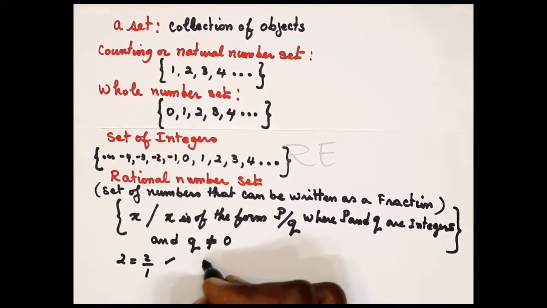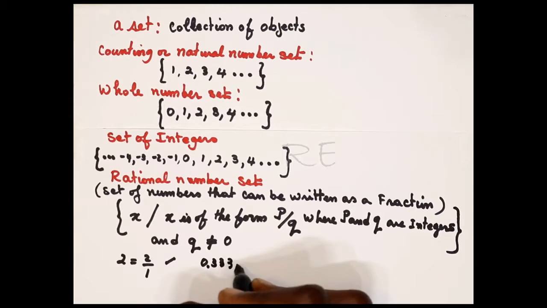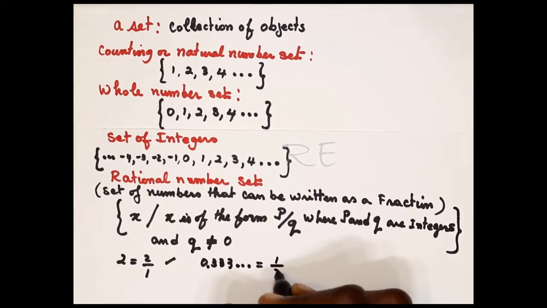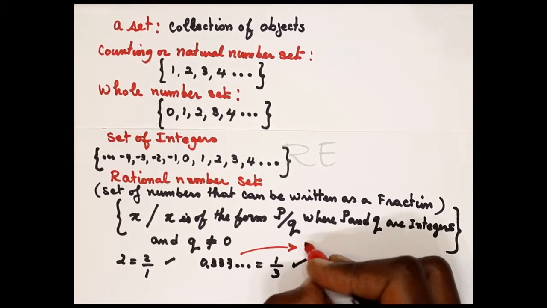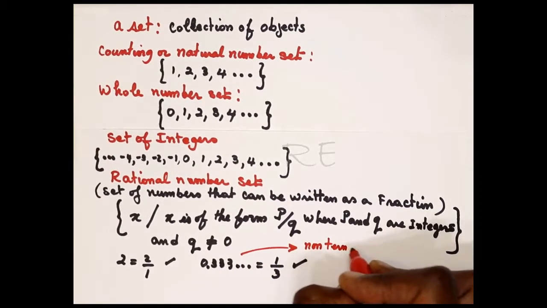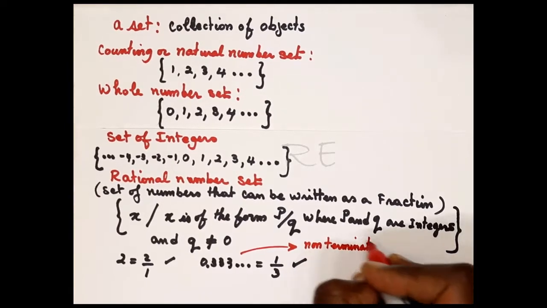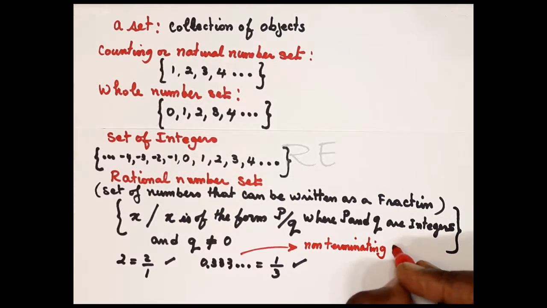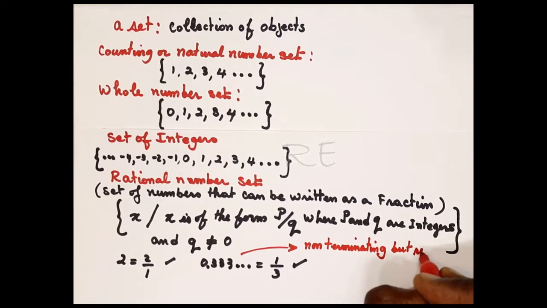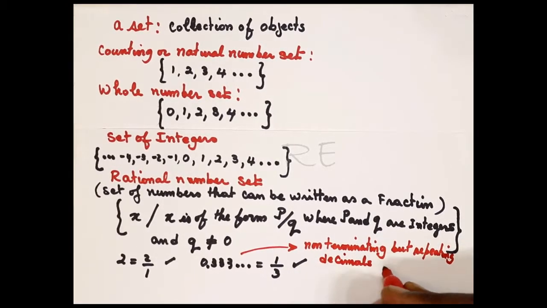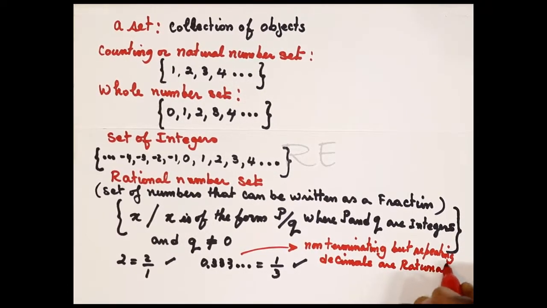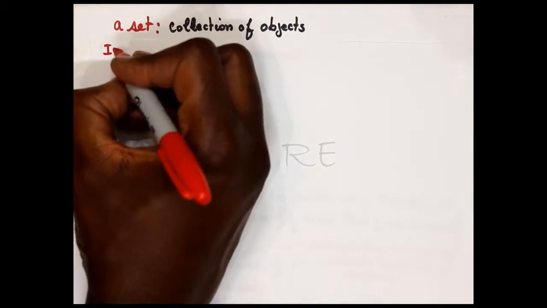So 2 is really 2 over 1, so it's good. 0.333 is 1/3, so it could be written as a fraction. So we're going to conclude that non-terminating but repeating decimals are rational numbers. So they are rational, therefore they can be written as fractions.